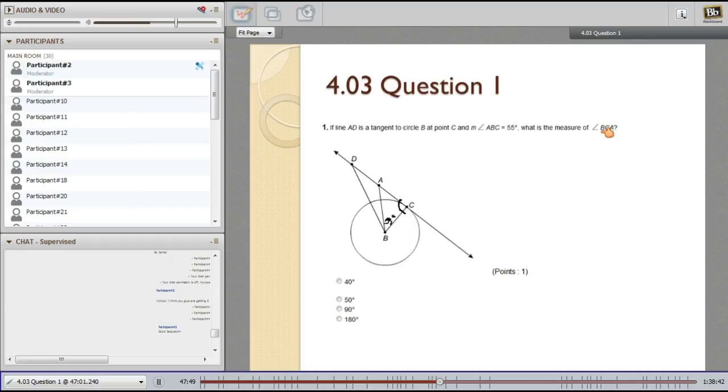Okay, so I don't see too many answers. I just see 9 answers so far. So remember, the tangent line and the radius are perpendicular to each other at that point of tangency. Point C is that point of tangency. This is where the radius and the tangent line intersect. They're perpendicular to each other. So what would angle BCA be?